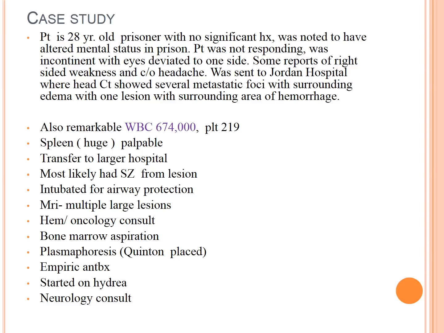So his white blood cell count, look at this count when he came into this hospital, was 674,000. And what's the normal white blood cell count? Less than 12,000, right? So this is extremely, extremely high. Your platelet count, that's okay. But he also had an enlarged spleen, splenomegaly, and they sent him to a larger hospital. So he ended up being intubated for airway protection. MRI showed multiple large lesions. They got a hematology and oncology consult.